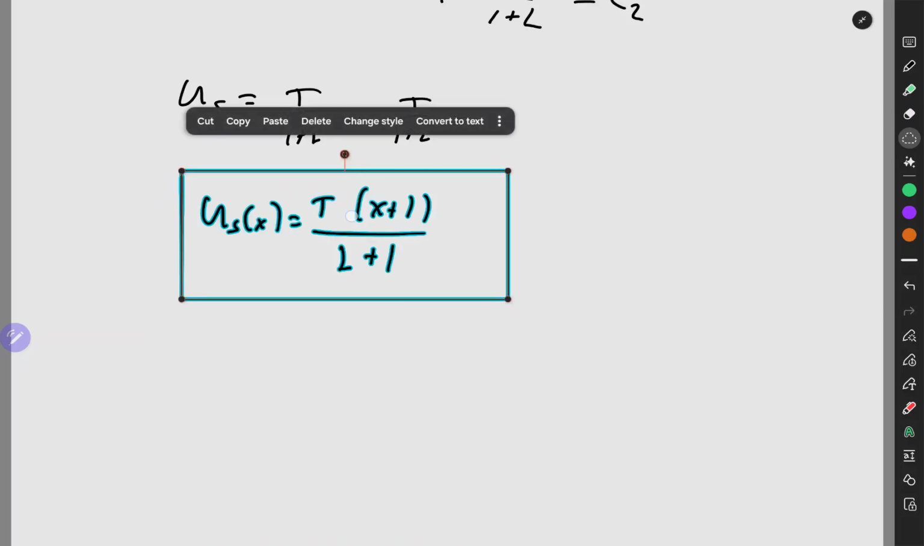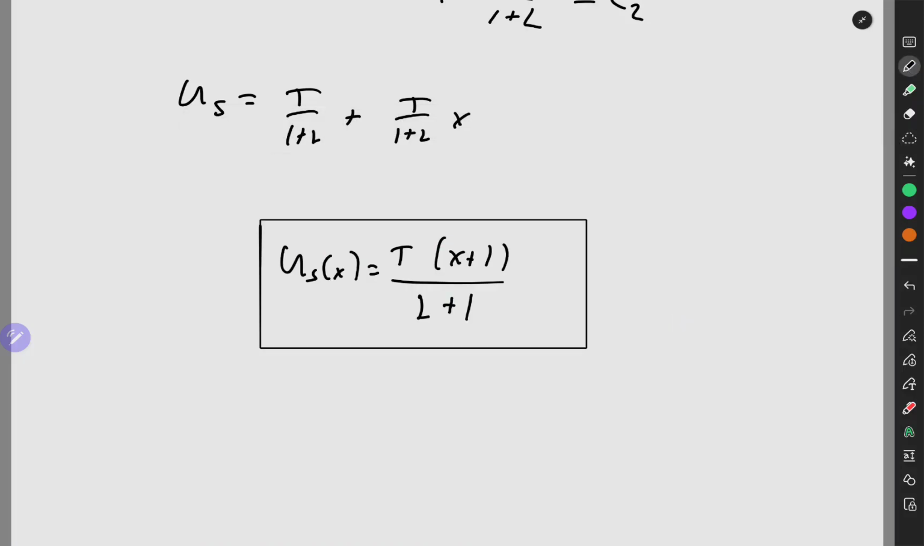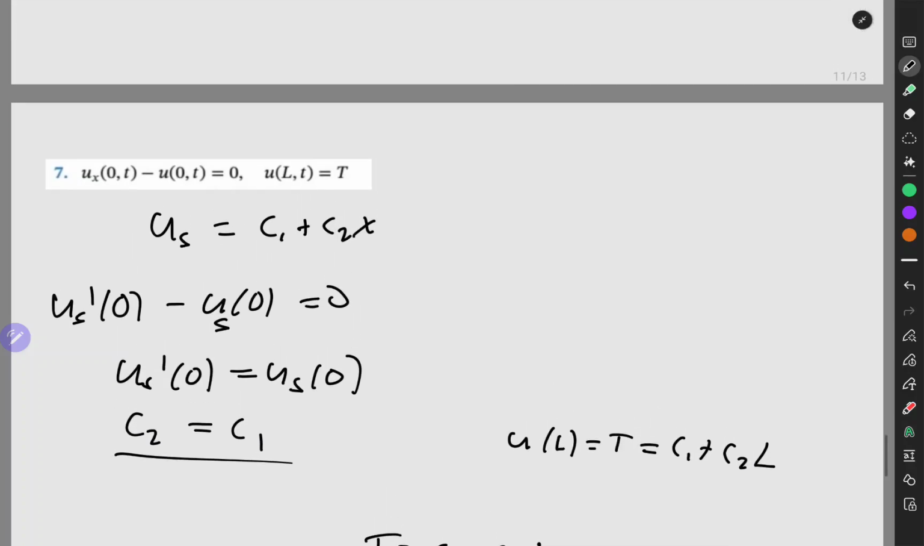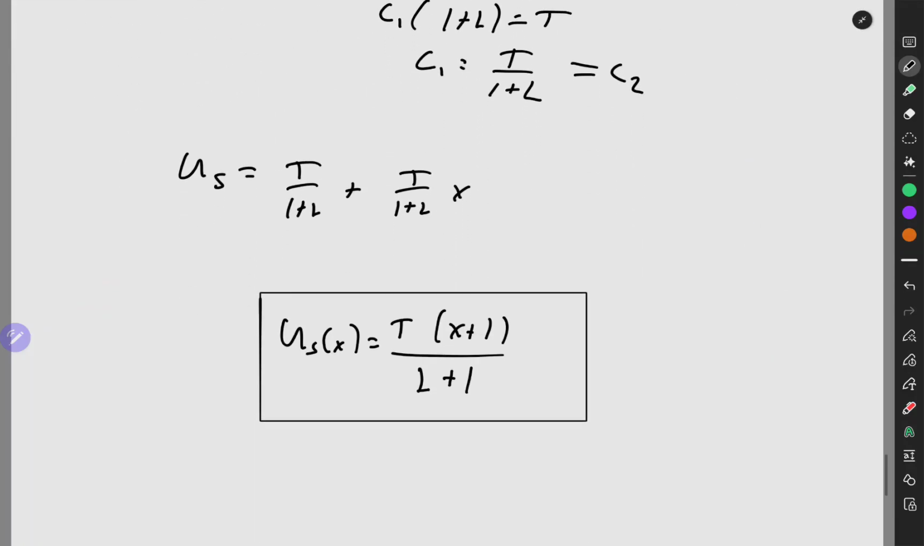All right, so here would be our steady state solution for this problem. Pretty simple. See, it's not that hard to do. So that's how you find a steady state solution of the heat distribution. So you can see how this kind of works now.